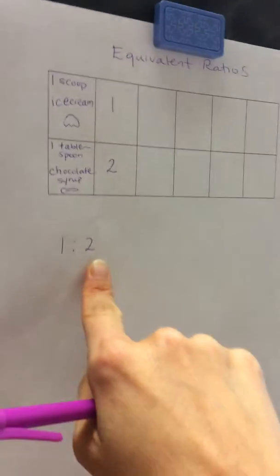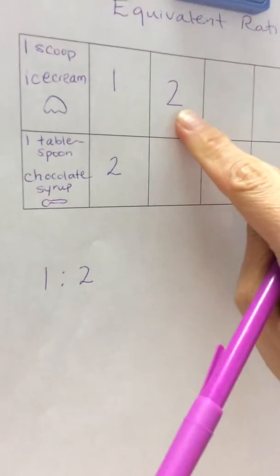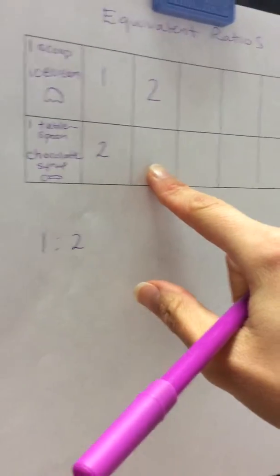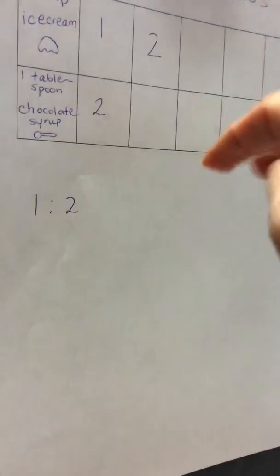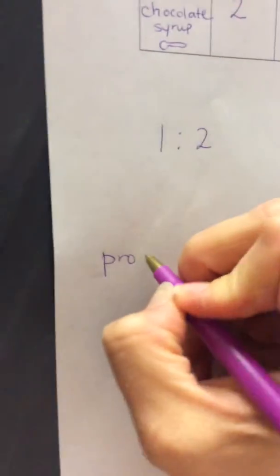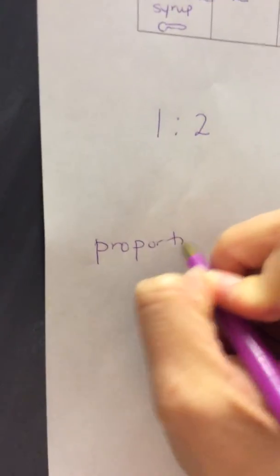Okay, but let's just say we wanted to have more ice cream, because who doesn't want more ice cream? And just say we wanted to have 2 scoops of ice cream. Well, we have to figure out, if we wanted to make the proportion the same, and by proportion I mean the amounts of the 2 things that we're putting in. So if we wanted to make the proportions the same, then we have to do equivalent ratios.